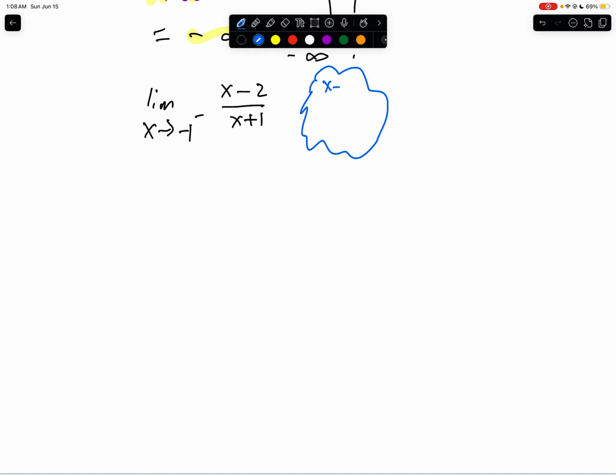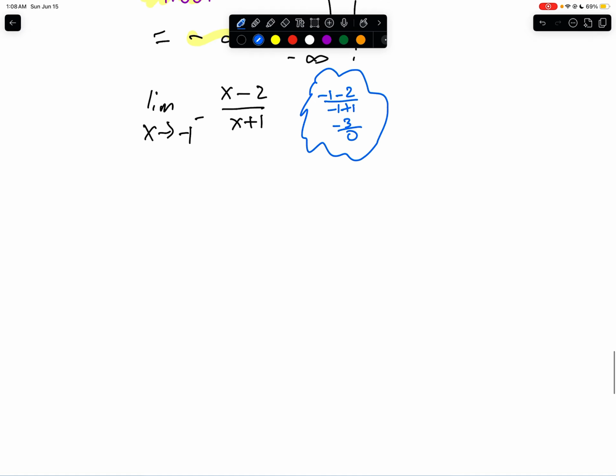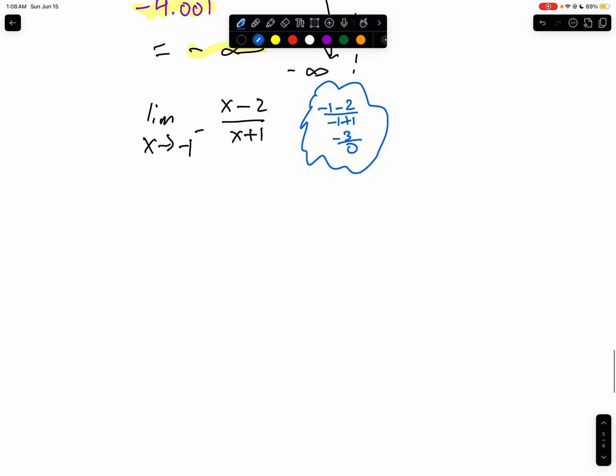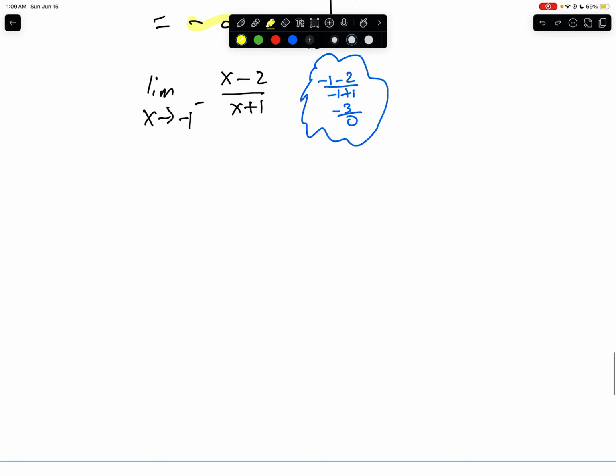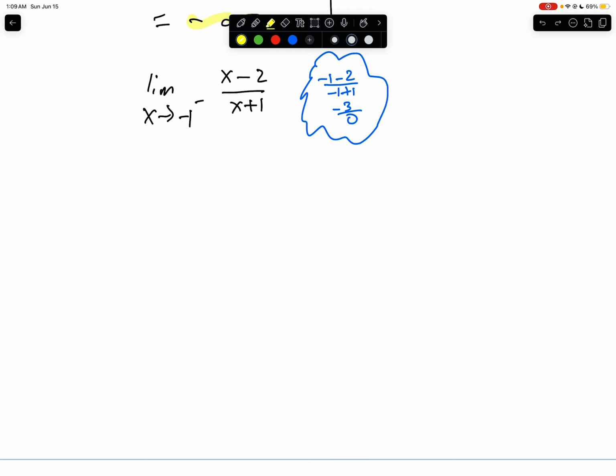But if we just do -1 minus 2 over -1 plus 1, that's just going to be -3 over 0, right? And we see here if we have -1 directly, and x plus 1 is the denominator, we can't cancel. It's not a hole. This is a rational function. We know that there is absolutely a vertical asymptote at x equals -1.